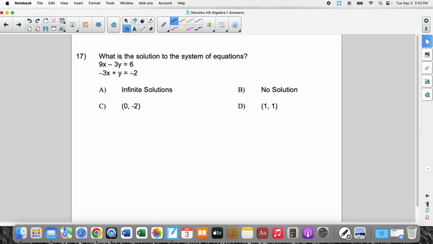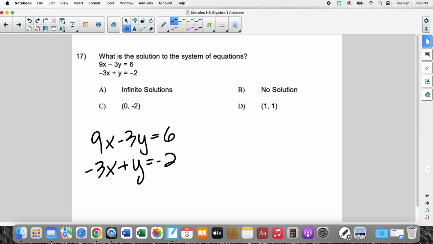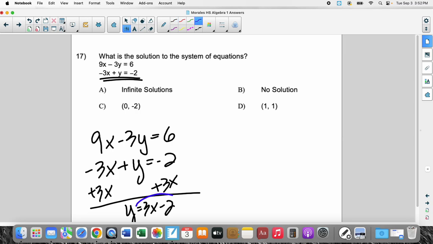Number 17, what is the solution of the system of equations? So systems, there's multiple ways that we can solve systems of equations: substitution, multiplication, multiplication and addition. I'm going to use substitution here because this bottom equation is really close. If I add 3x to both sides, that equation now becomes y equals 3x minus 2. And I'm going to substitute this in for y in the top equation.